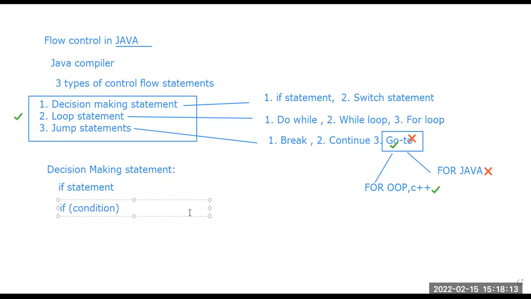First the if condition is evaluated, then it goes into a bracket part where some statements are written, and after that it is closed. The statements will be executed only when the condition is true. If the condition is true, then these statements are going to be executed. This is the simplest syntax of the if statement.